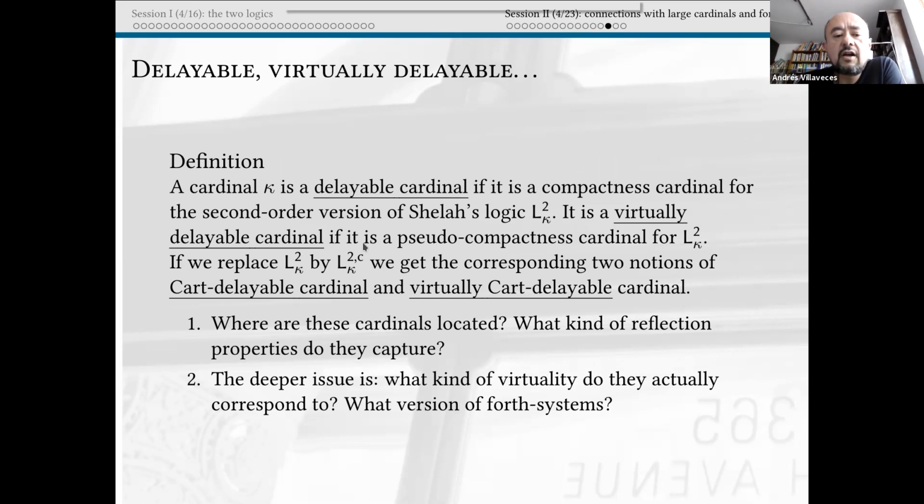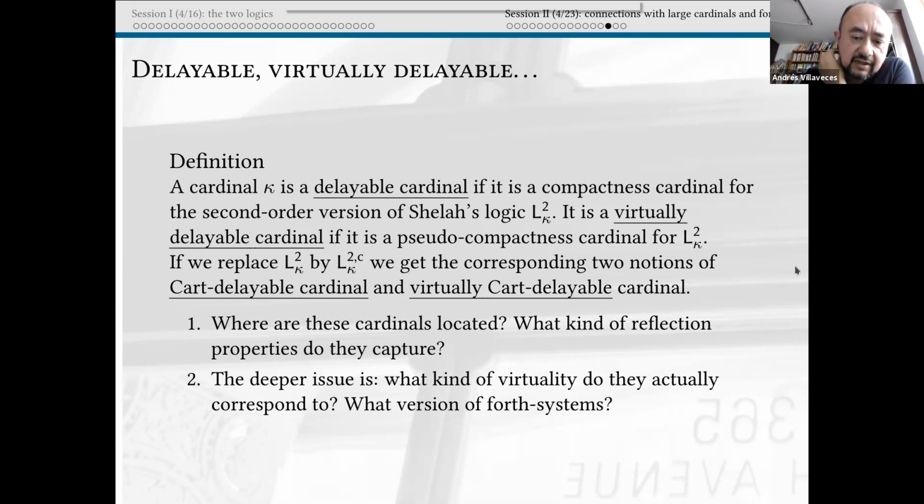If it is a compactness cardinal for the second order version of Shelah's logic, I call it L2 kappa. Maybe it's not the best name, and I think it has been used in different ways, but I will call it for now L2 kappa. So it's like L2 kappa kappa, but now for L1 kappa. So it is a virtually delayable cardinal if it is a pseudo compactness cardinal.